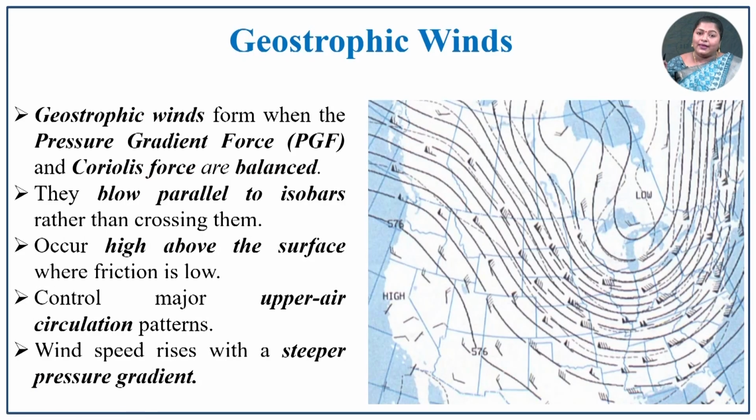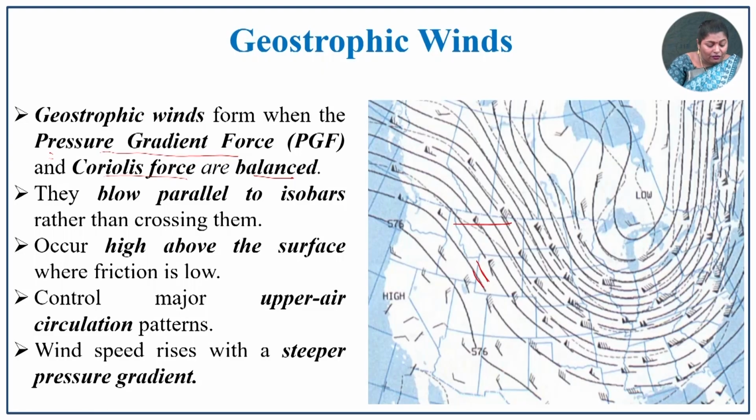Geostrophic wind forms when pressure gradient force and Coriolis force are balanced, that is PGF is equal to the Coriolis force. The wind blows parallel to the isobars, it is not crossing the isobars here. It occurs high above the surface. Why? Where the friction is low.